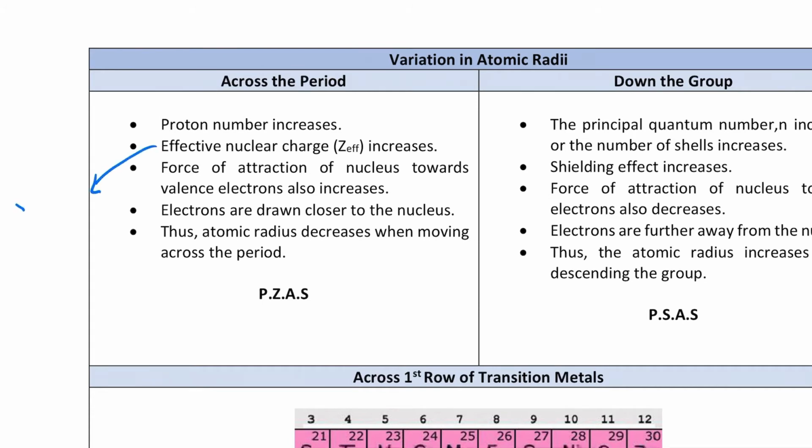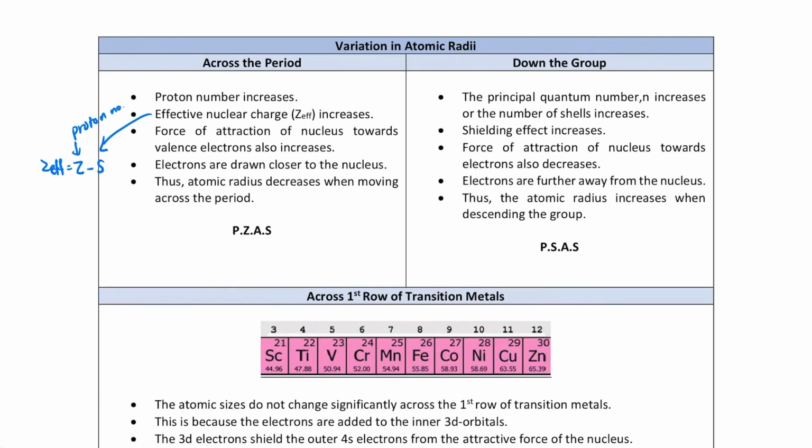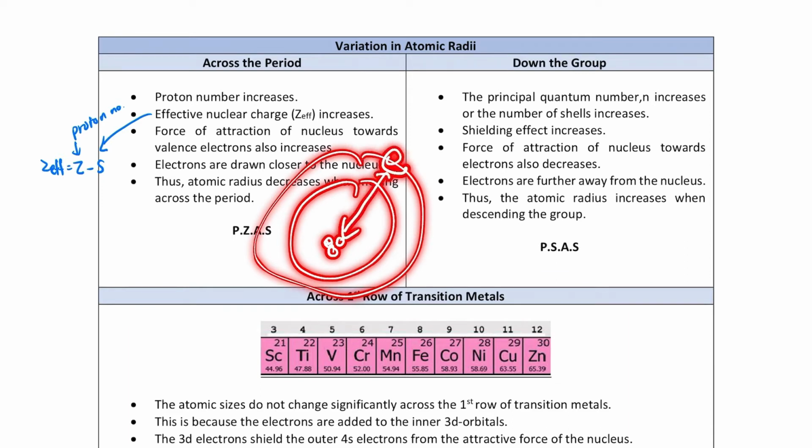Okay, so ingat balik effective nuclear charge, the formula ZEF equal to Z minus S. Okay, so kalau Z ni adalah proton number, so kalau proton number increase, dia punya ZEF dia pun akan increase nanti. Okay, and then force of attraction of nucleus toward the valence electron also increase. Okay, so kalau lagi banyak positive charge yang dapat dirasai oleh valence electron, so maksudnya lagi kuatlah attraction antara nucleus dan valence electron. Okay, so ini nucleus. Okay, ini adalah let's say lah valence electron. Kalau charge yang dapat dirasai ini tinggi, contoh positif 5, sini sepatutnya positif 10, so kuatlah dia dapat rasa tu.